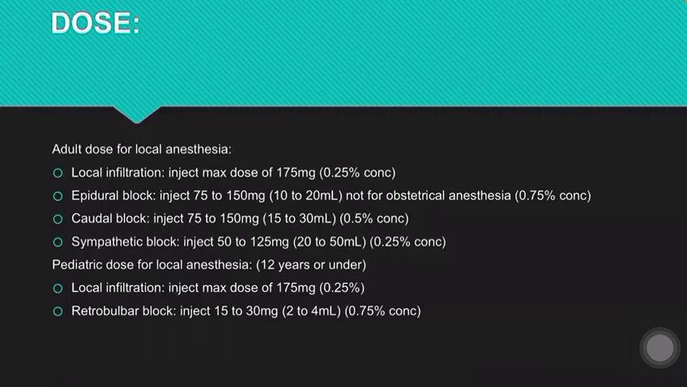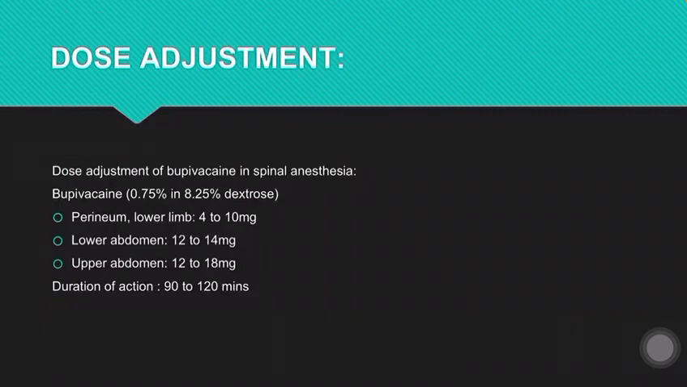0.25%. The pediatric dose for local anesthesia, mostly for children of 12 years or under, would be: local infiltration injection should be of 175 mg with 0.25% concentration. Retrobulbar block injection should be of 15 to 30 mg, 2 to 4 ml, while the concentration should be of 0.75%. Dose adjustment. Dose adjustment of bupivacaine in spinal anesthesia.